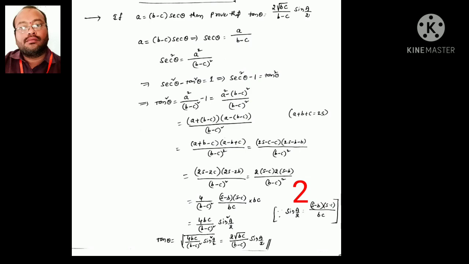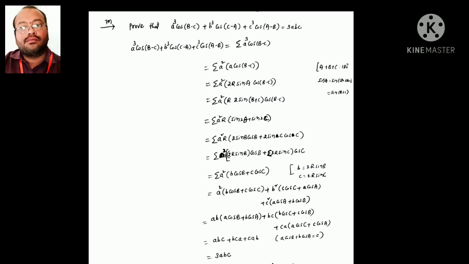Sorry, why? Because root is there, no? Then it will be sin square a by 2. So then tan theta is equal to root of this. We can get 2 root bc by b minus c into sin a by 2. Like this we can calculate the answer. Just remember, sin a by 2 is equal to root of s minus b into s minus c by bc.